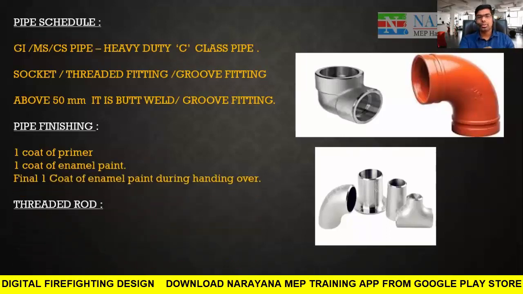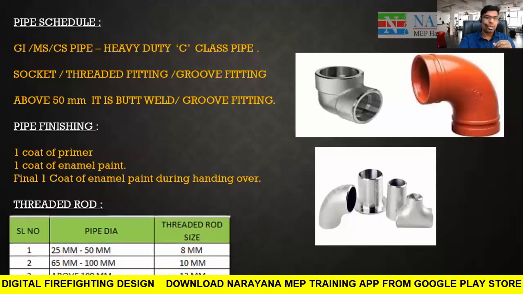Same thing regularly for threaded rods. We have different threaded rods: M8, M10, M12. Generally, for pipe diameter from 25 up to 50 mm, we'll use M8 threaded rod. From 65 to 100, we'll use M10, and above 100 mm pipe diameter, we'll use M12. This is the most common standard we follow.